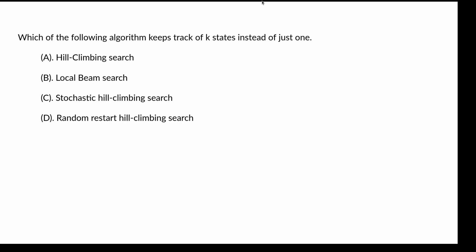Next question: which of the following algorithms keep track of k states instead of just one? Hill climbing search, local beam search, stochastic hill climbing search, random restart hill climbing search. There are 4 options. You remember what we said, even in genetic we did so, but genetic is not the option here. So which of these start with k states rather than one? Local beam search. Here we used to keep k number of solutions, right?